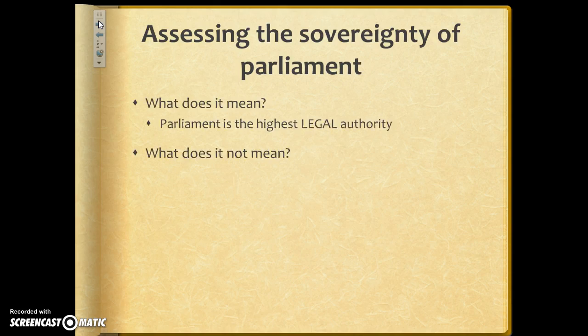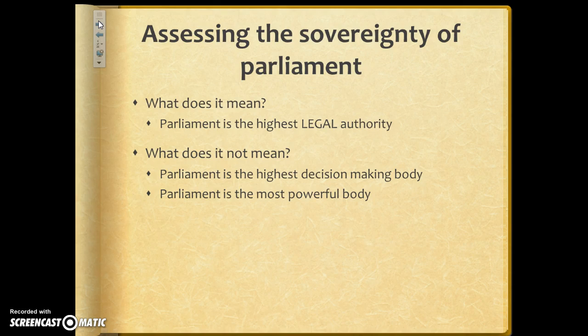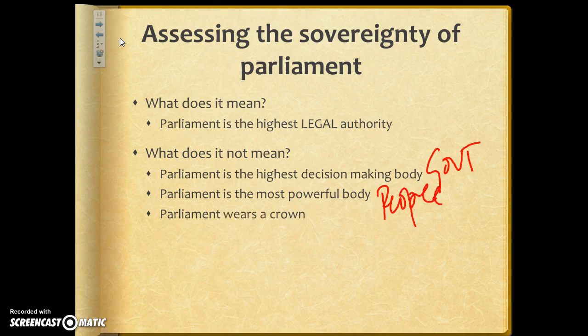Assessing it, again, it doesn't mean that Parliament is the highest decision-making body. That, of course, is government. It doesn't mean that Parliament is the most powerful body. That would be the people, because, of course, the people are the political sovereigns. And it doesn't mean that Parliament wears a crown, because that's just silly. So, parliamentary sovereignty means that it is the highest legal authority in the land.